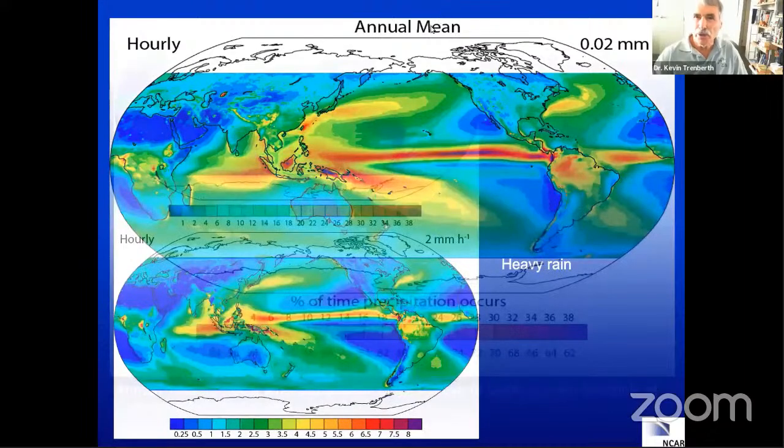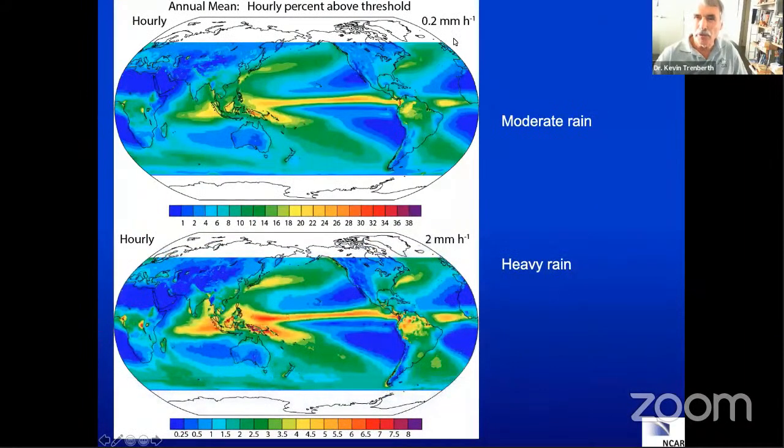If you go to moderate rain, 0.2 millimeters per hour, and 2 millimeters per hour for heavy rain, this is what it looks like. The patterns actually look quite similar, but you can see the numbers are quite different. And so down here for the heavy rains, you're talking about 1 to 5% for the most part. But it is notable that the patterns are quite similar.